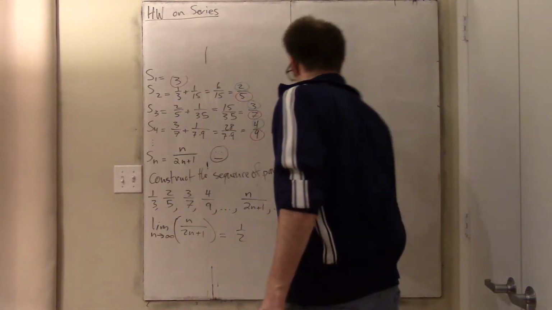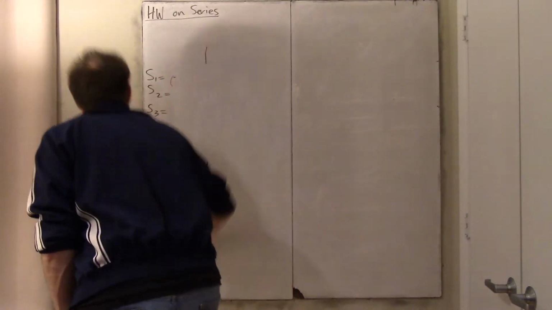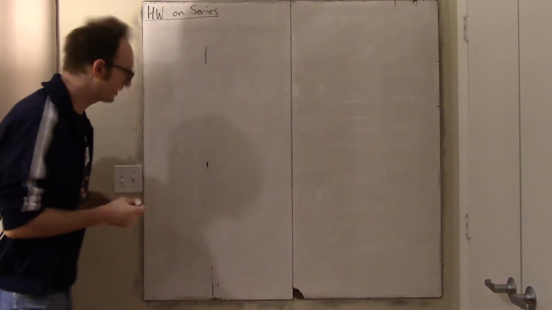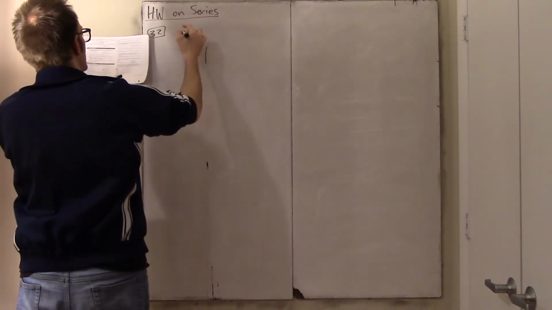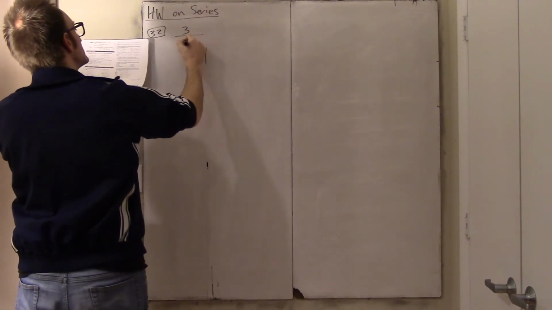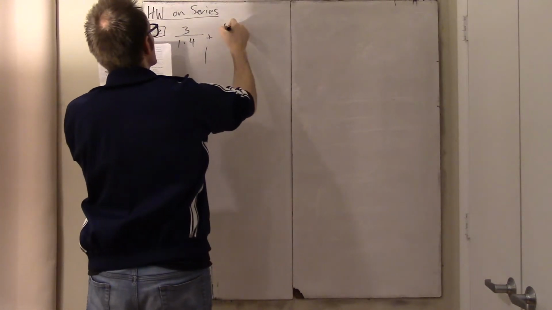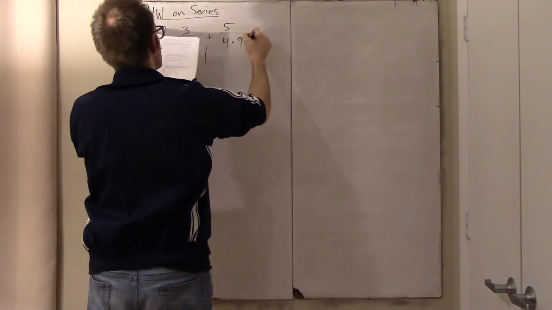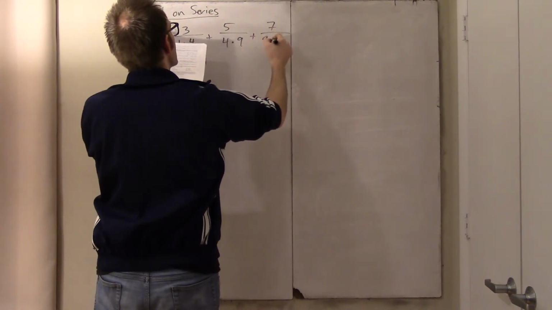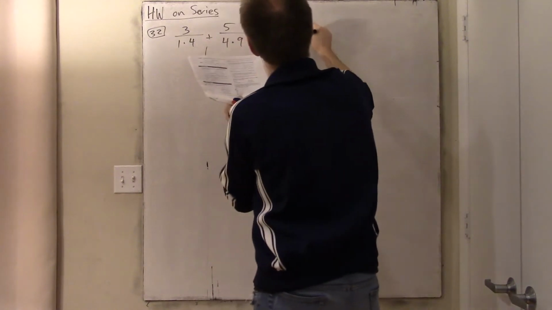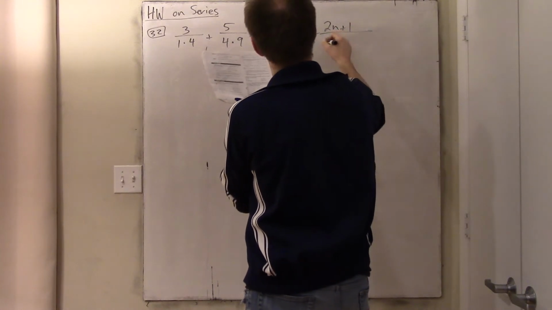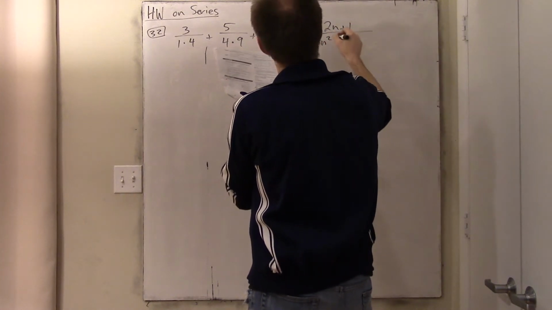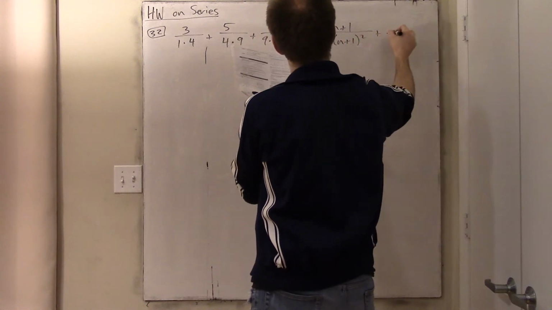And, okay, so I won't be going over every problem from this homework, but I assigned all 4 of these. Maybe that was a little bit overkill, but we're going to go over just 2 of them. So, what's 32? This I remember being kind of the hardest one. So this is 3 over 1 times 4 plus 5 over 4 times 9 plus 7 over 9 times 16 plus, and once again they don't make me guess the pattern for the terms, because we might as well just give it as 2n plus 1 over n squared times n plus 1 squared.